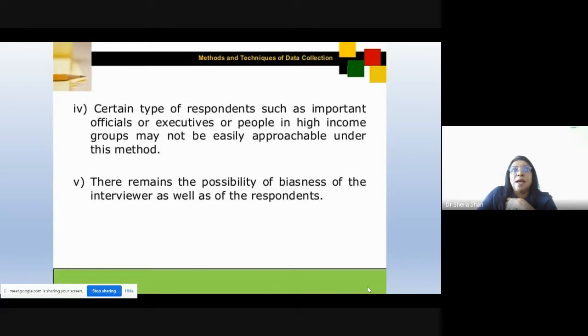So to collect primary data is not easy. That's why I'm trying to tell you, it's not easy. You cannot approach them. So in these cases, you will mainly rely on secondary data.